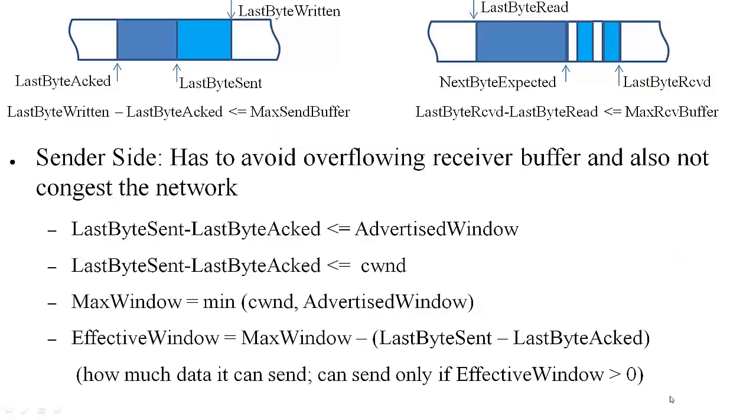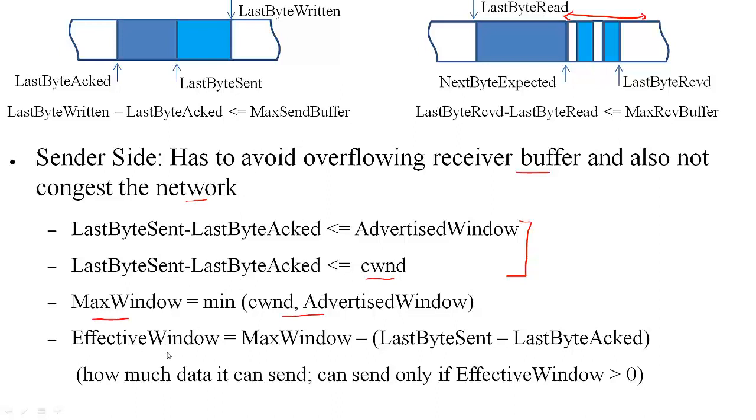The sender side is a little bit more complex. It not only has to avoid overflowing the receive buffer, but also it needs to ensure that it doesn't congest the network. So for this, it needs to ensure these two things. In other words, the last byte sent minus the last byte acknowledged should be less than or equal to this advertised window. And similarly, the last byte sent minus the last byte acked should be less than or equal to CWND. So you ensure that both these conditions are met by defining a new variable called max window and taking the minimum of this. That is CWND and advertised window.